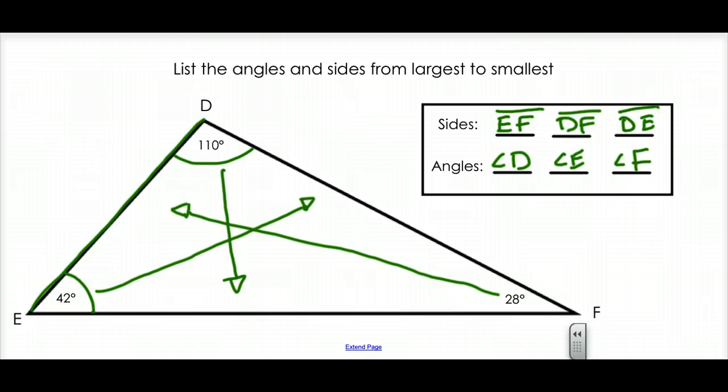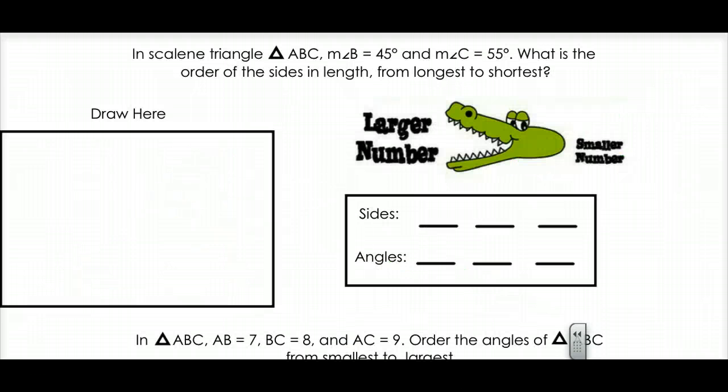All right, now let's work with these same kind of problems, but let's change it up a little. First of all, we're not going to have a picture, so we're going to have to draw our own picture. And second, we're going to be using greater than and less than symbols, and I'll explain in a second. So first, in a scalene triangle ABC, the measure of B is 45, and the measure of C is 55. What is the order of the sides in length from longest to shortest?